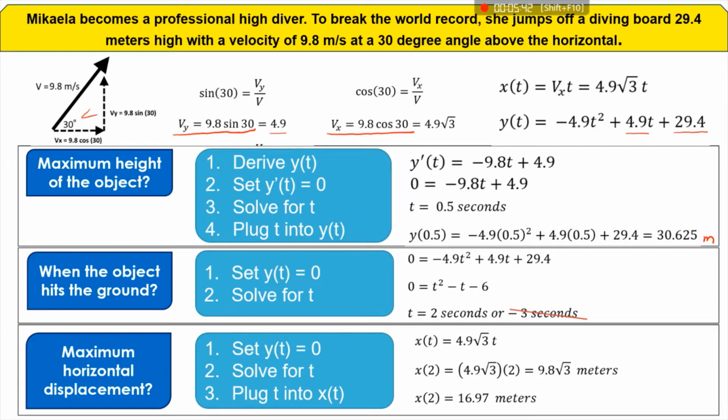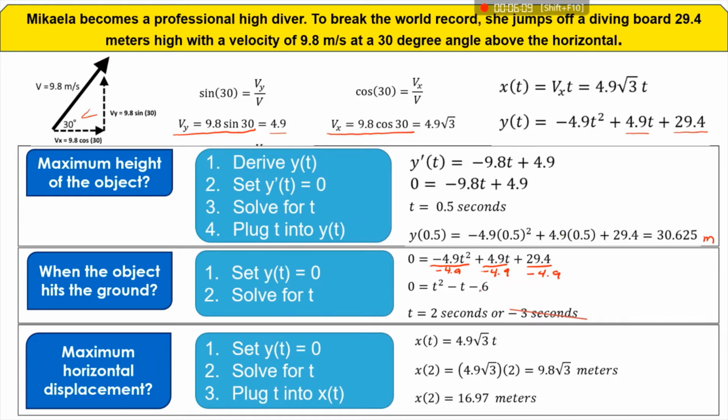If I want to know when the object hit the ground, when an object hits the ground, its height will be 0, so I can set this vertical displacement equal to 0 and solve for time. Right now, everything can be divisible by 4.9. So I'm going to divide all of this by negative 4.9. That way I've got a positive number in front.